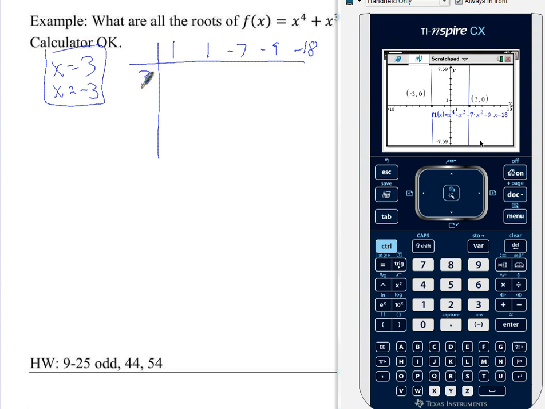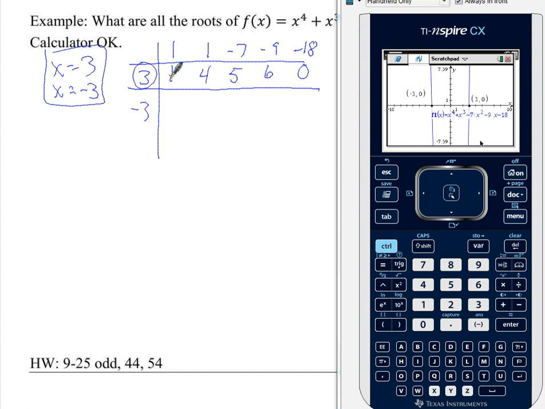I plug 3 in here, the 1 comes down. 3 times 1 is 3, plus 1 is 4. 4 times 3 is 12, plus negative 7 is 5. 5 times 3 is 15, plus negative 9 is 6. 6 times 3 is 18, plus negative 18 is 0. So of course 3 worked. We already knew that it did. Now try negative 3. We know it's going to work as well.